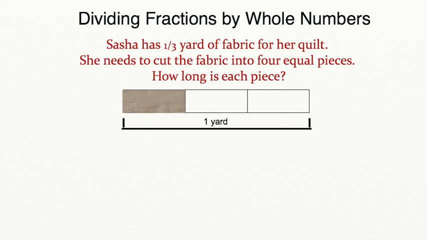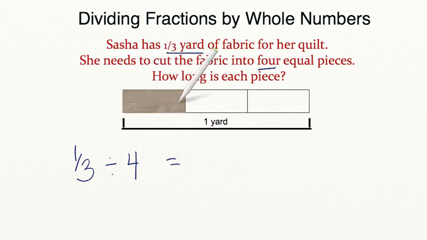Sasha has 1/3 yard of fabric for her quilt. She needs to cut the fabric into 4 equal pieces. How long is each piece? Well, we know that we're starting with 1/3 yard of fabric, and you can see that marked out on the screen. We have 1 yard represented, only 1/3 of that yard shaded in. So we'll be starting with 1/3 of a yard of fabric, and we need to divide this fabric into 4 equal pieces. So that's how we're going to start setting up our division problem.